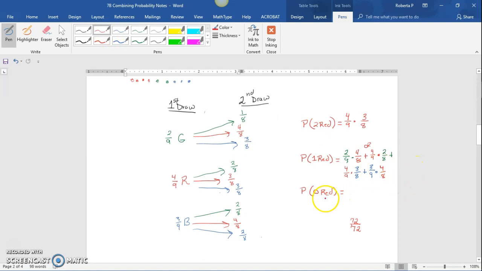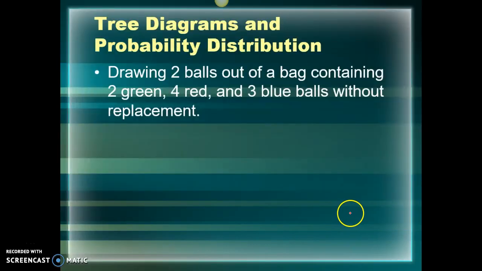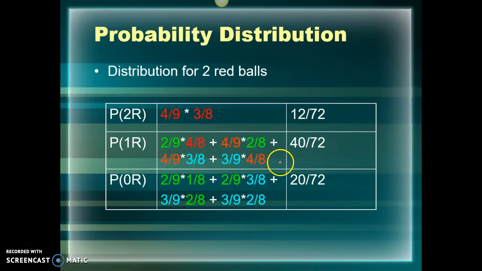And so 0 reds, and on the PowerPoint you'll see the rest of it, but notice 4 times 3, this is going to be 12 out of 72, and so when you add all these up you should end up to be 72 out of 72. So if you jump back to the PowerPoint, you'll see the breakdown of all of them, and they're color-coded there for you. So when we add up these fractions, 40 plus 20 plus 12 is going to be 72 out of 72.